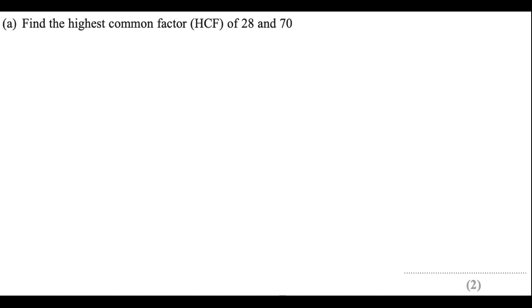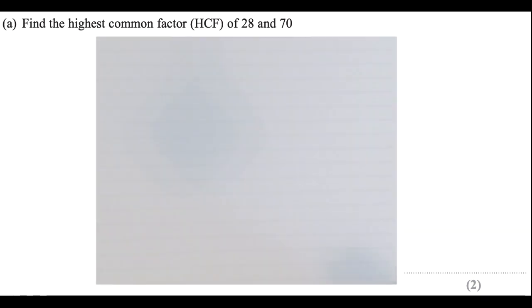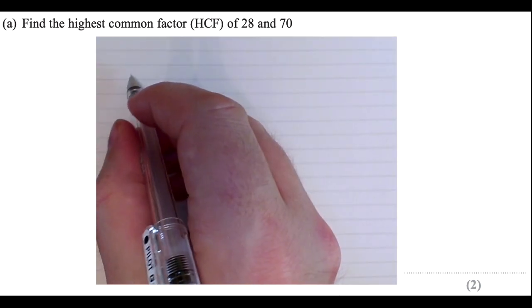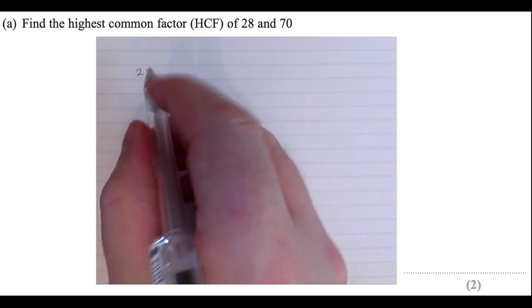Okay, so we're going to look at the highest common factors. That's what the HCF stands for. Now, highest suggests a big number, doesn't it? But in actual fact, it's going to be a number that's 28 or smaller. It's always going to be a number that's smaller than the 2 or 3 numbers you've been given.